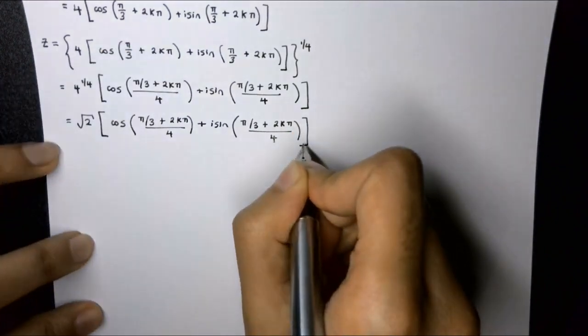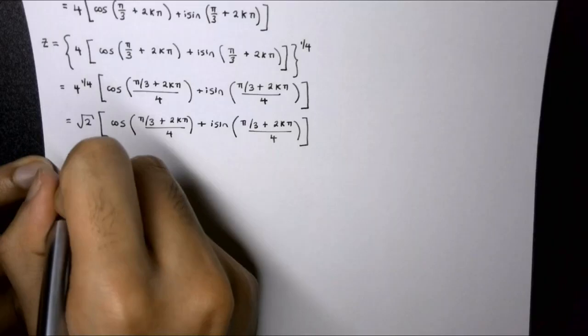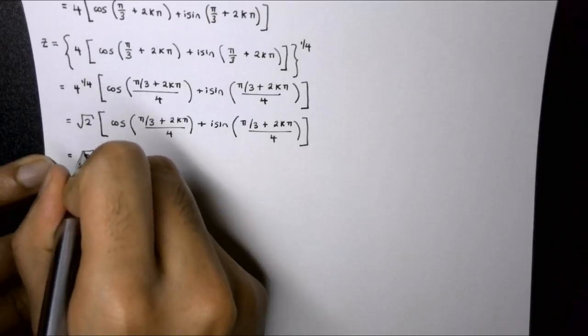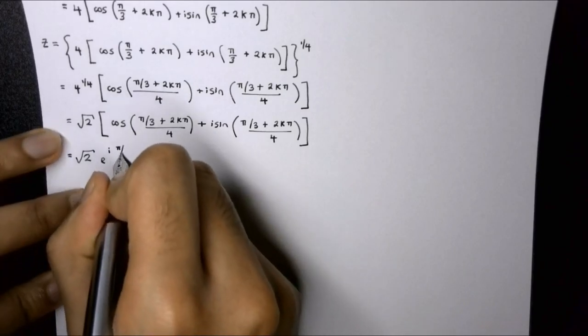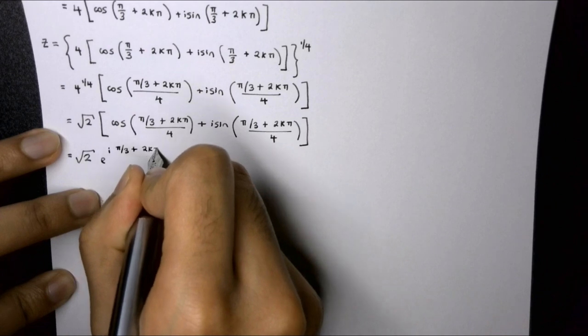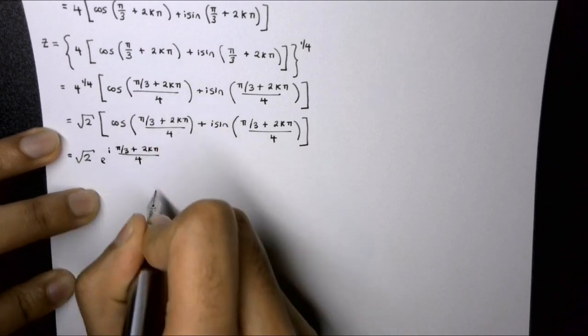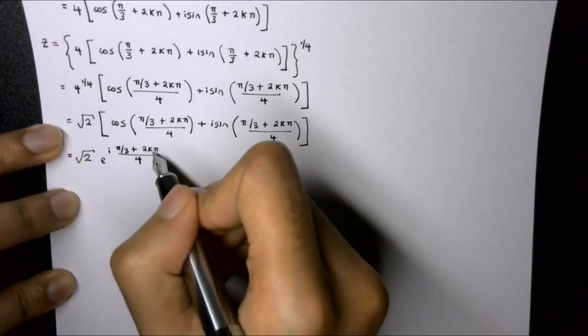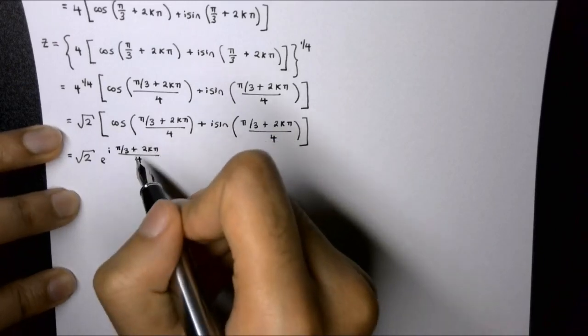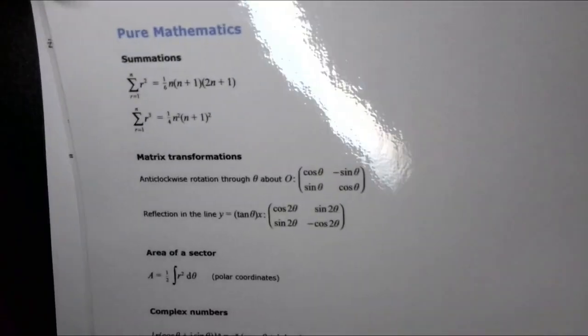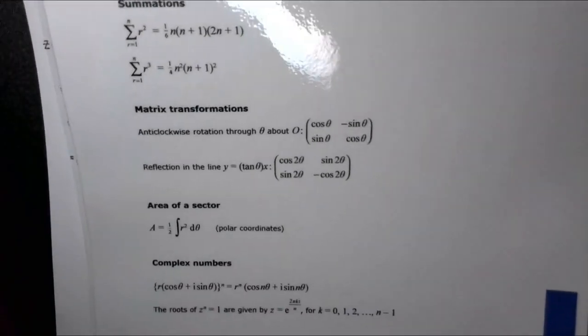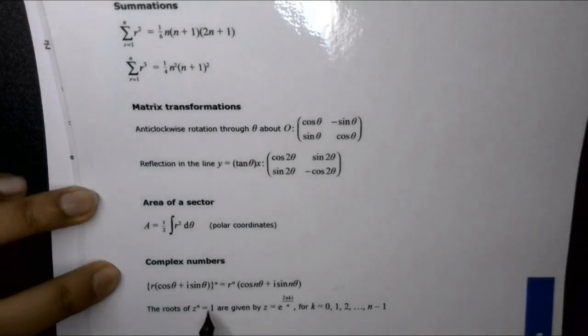Okay, so we can also write this result in exponential form. We've got root 2 times e to the power of i lots of (pi over 3 plus 2k pi) over 4. And our job over here is to choose different values of k to substitute into here. Now, you may remember, if we take a look in the formula book at the bottom, we can use a similar idea over here.